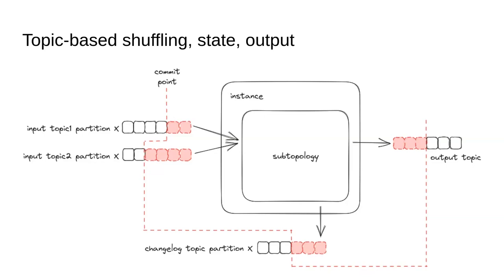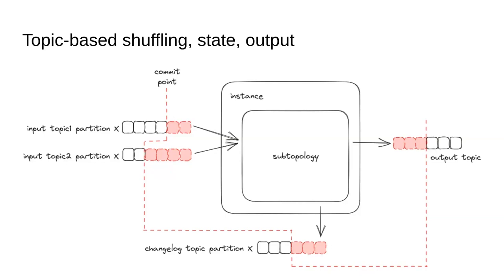Okay, so what happens during processing? Basically, the subtopology is sitting there pulling one record at a time from its inputs, does some processing, maybe updates its state by sending records to the changelog topic, and then sends results out to its output topics. And every now and then it does a commit. What that commit does is it actually draws a consistent line through all the input topics, through the changelog topics, and through the output topics. And then the operator just starts processing again.